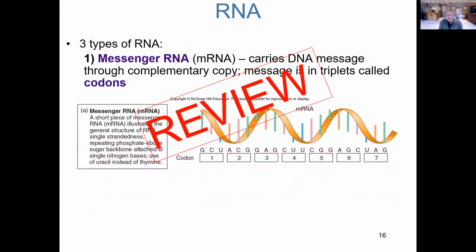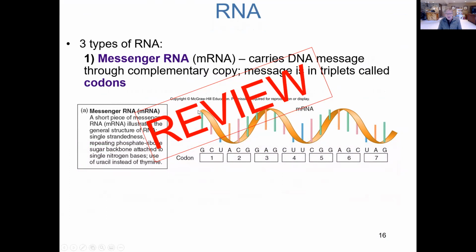Let's talk about the 3 types of RNA and how they will work in concert with the DNA to help make a structural protein, like an enzyme. Okay. Messenger RNA is produced as a result of a process called transcription. We're going to talk about that in a few moments.